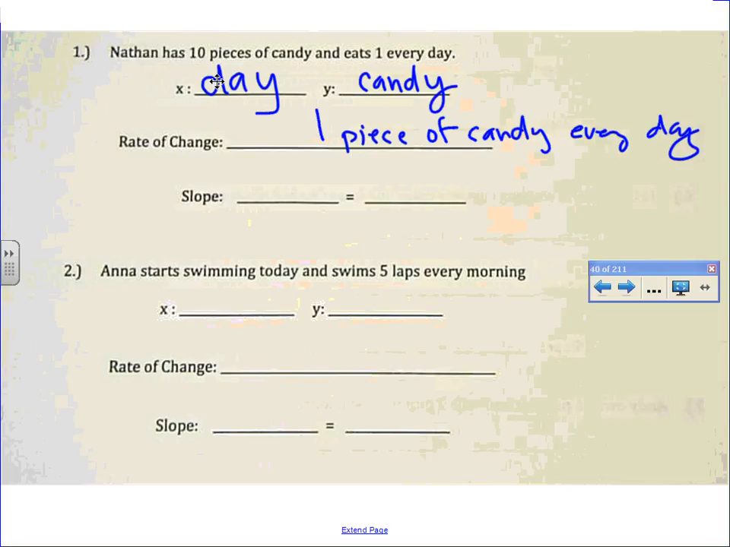Here's where some of you were starting, and this is what made more sense to you. So we're going to go with this. Using just numbers and words, how can we change this to slope? Gigi. Okay. 1 piece, I'm just going to abbreviate this, 1 piece candy for 1 day.